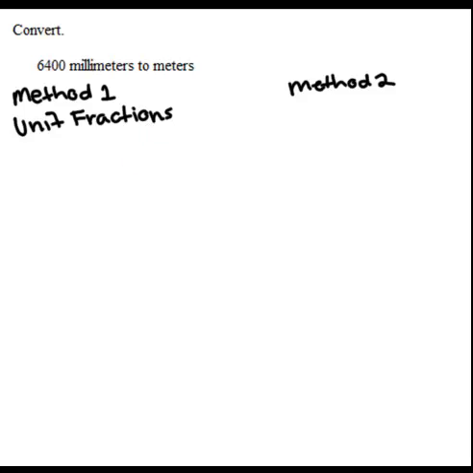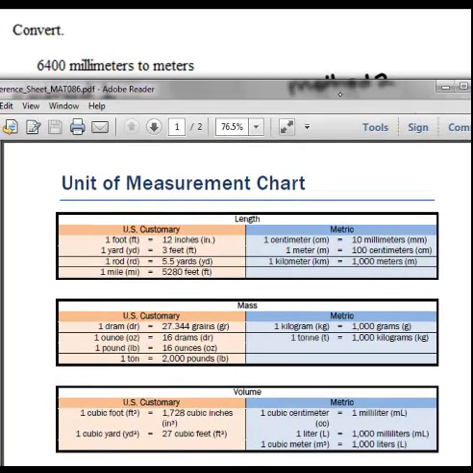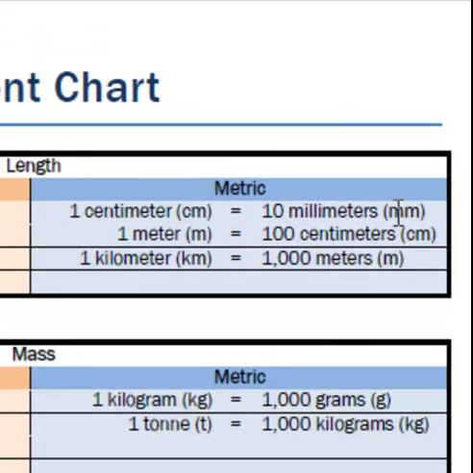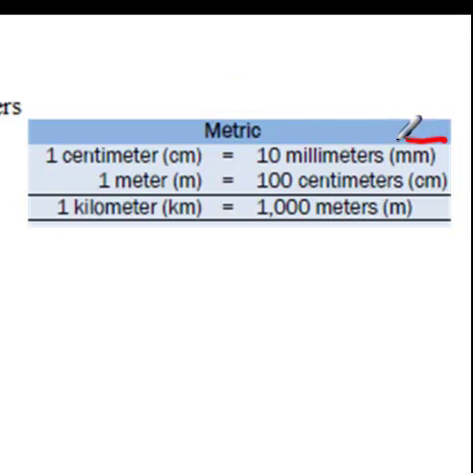We'll start off by writing down what we have, which is 6,400 millimeters. Now we're going to pull in our unit of measurement chart and see if we can find units that go from millimeters to meters. And here are millimeters, and we have a millimeter and centimeter equivalent and centimeter and meter. So it looks like we can get there. It's just going to take a couple of unit fractions to do that, but this is the information right here we're going to use. So we'll start off using the fact that 10 millimeters is equal to 1 centimeter.